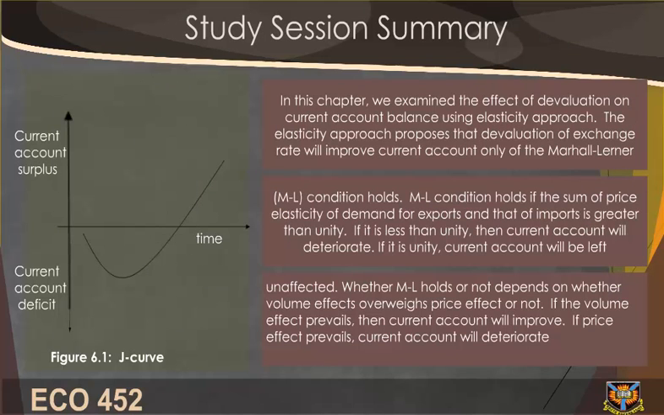Study section summary. In this chapter, we examine the effect of devaluation on current account balance using the elasticity approach. The elasticity approach proposes that devaluation of the exchange rate will improve current account only if the Marshall-Lerner ML condition holds. The ML condition holds if the sum of the price elasticity of demand for export and that of import is greater than unity. If it is less than unity, then current account will deteriorate. If it is unity, current account will be left unaffected.